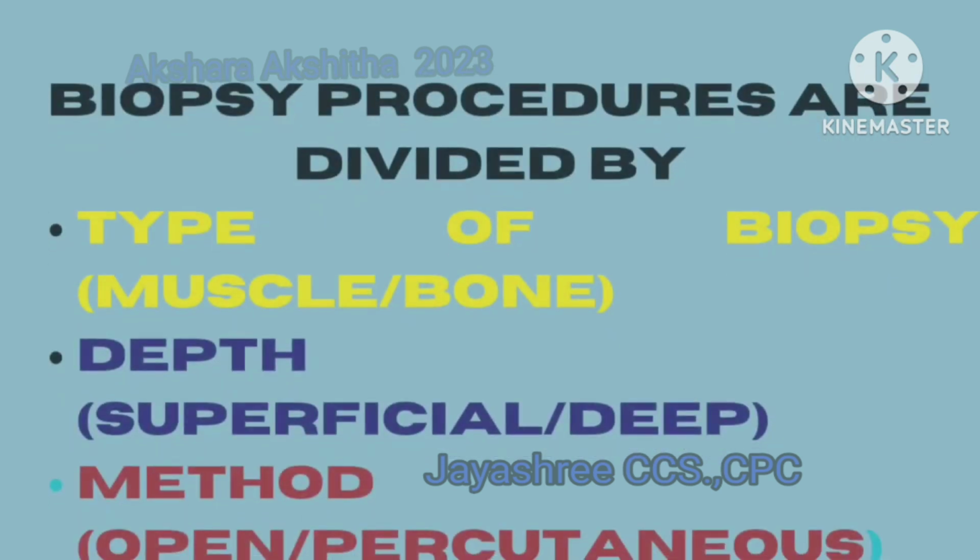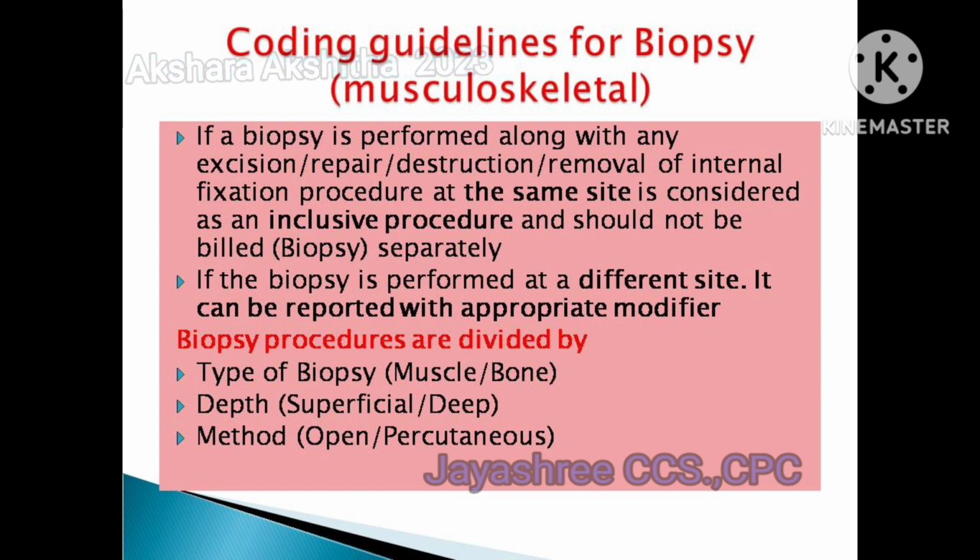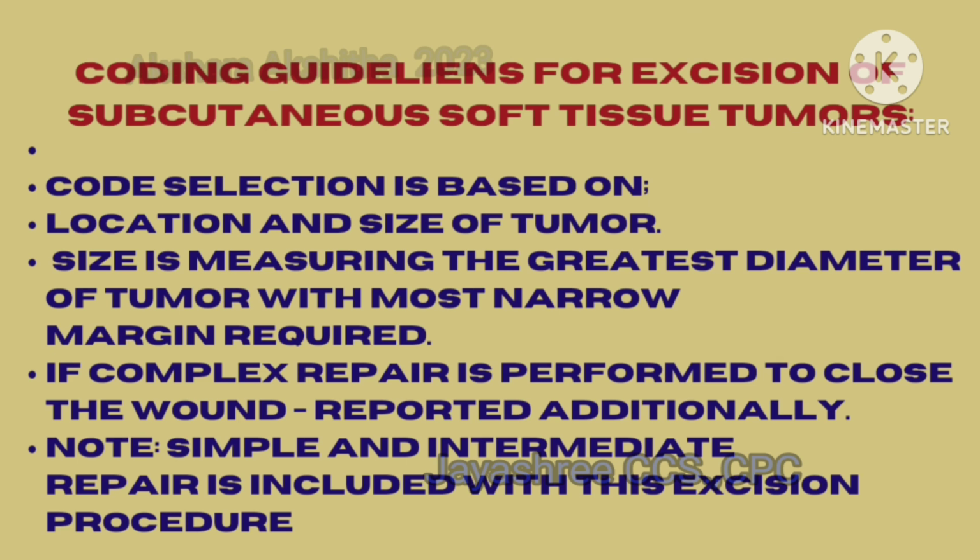Then the biopsy CPT code is based on the type of biopsy, whether it is muscle or bone, then the depth, either superficial or deep, then the method of the biopsy, whether it is open or percutaneous. This is about biopsy. Then the next coding guideline is excision of subcutaneous soft tissue tumor.